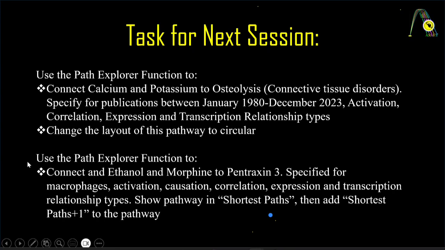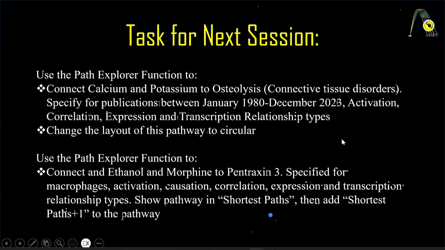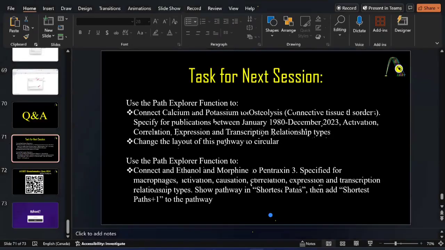And additionally, I would also like you to use the Path Explorer function to connect ethanol and morphine to pentraxin 3. And I want you to specify it for macrophages, activation, causation, correlation, expression, and transcription relationship types. So these 5 relationship types, and specifically in macrophages as well, right? And I want you to show it in the shortest paths first, then add shortest path plus 1 to the pathway. Okay. So initially how it looks in shortest paths, then add shortest paths plus 1 and compare how the pathway looks with shortest paths first, then shortest paths plus 1.